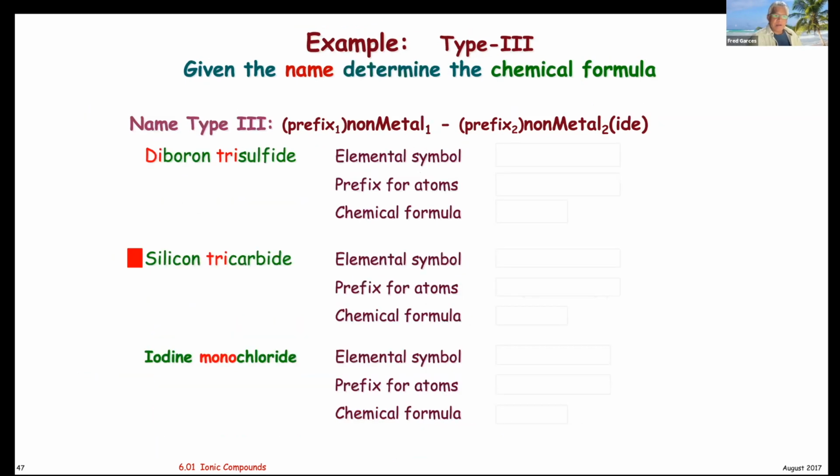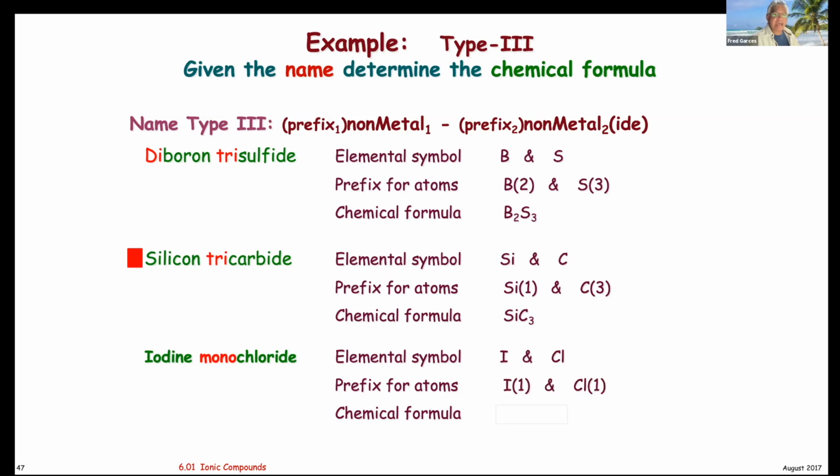Okay, let's take a look at this right here. What's the formula of diboron trisulfide? It's easy: 2 borons and 3 sulfur. The name tells you the formula. Silicon tricarbide means SiC3. Iodine monochloride. Notice I put a mono on the second element, but not on the first. Always a mono on the second, never on the first. So this is ICl.